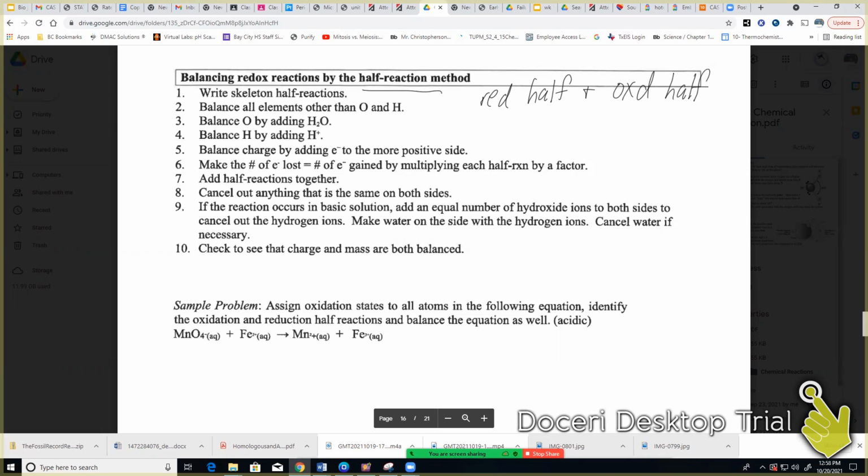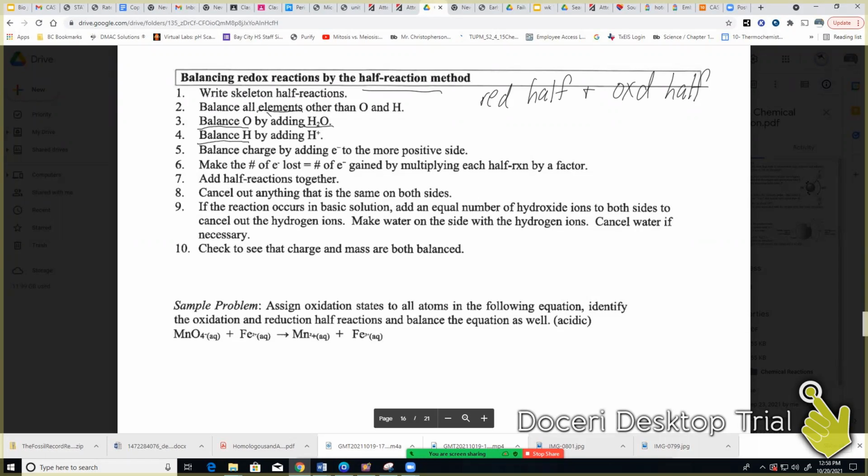So I work at them separately and then I put them back together. That means at the very beginning, you're going to have to figure out what's getting reduced and what's getting oxidized so you can break them up into half reactions. Once you've done that, you want to balance all of your elements with coefficients like we usually have been doing, except for oxygen and water. You want to leave those alone. You want to balance oxygens by adding water. That's definitely very different than what we've been doing.